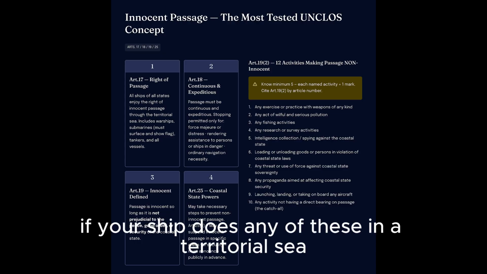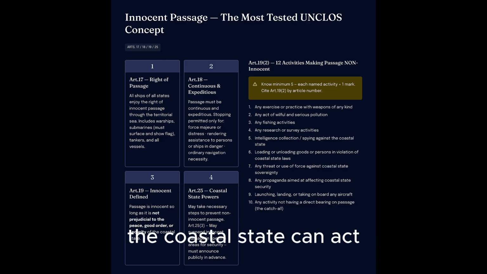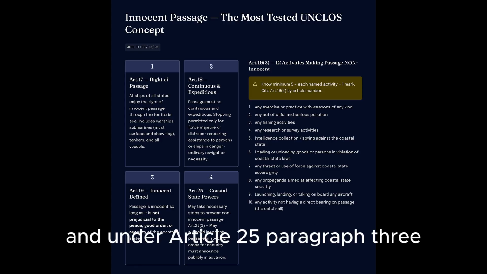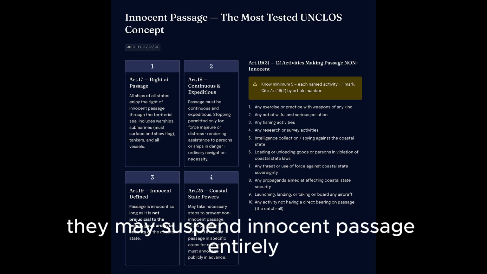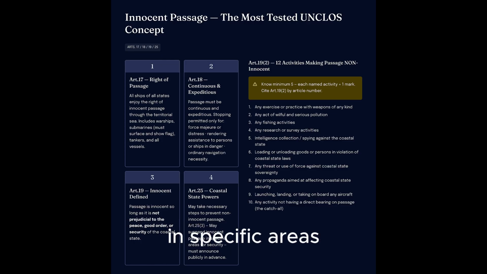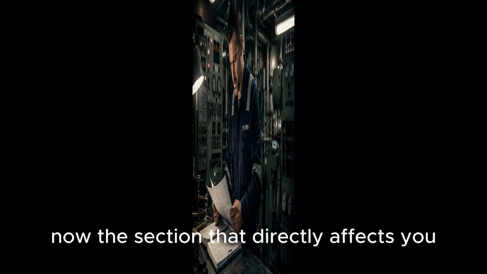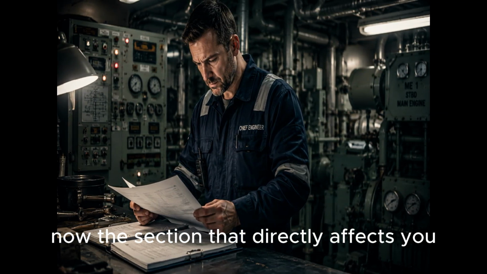If your ship does any of these in a territorial sea, the coastal state can act under Article 25. They may take necessary steps to prevent your passage. And under Article 25 paragraph 3, they may suspend innocent passage entirely in specific areas for security purposes, provided they announce it in advance. Now the section that directly affects you.